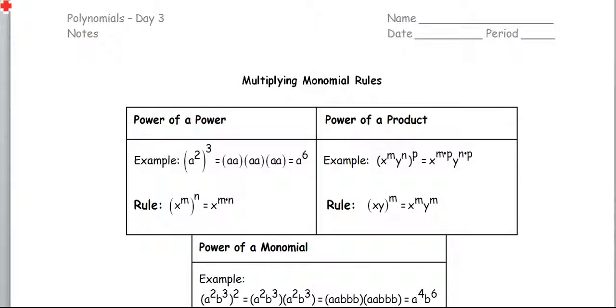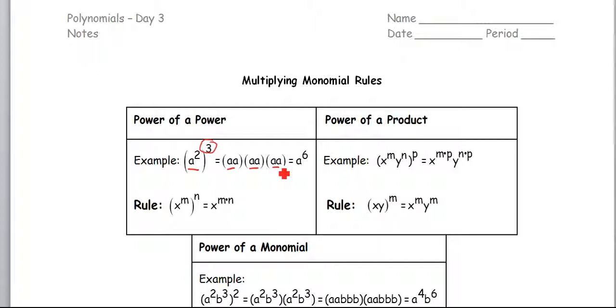Today we're going to look at what happens when we raise a power to a power. Let's look at this first example here where we have a squared raised to the third power. Remember, this exponent means that the base is multiplied times itself 3 times. Well, a squared, again, is a times a, so we need to do 3 of those. So we have a times a times a times a times a times a, and that gives us a to the 6th.